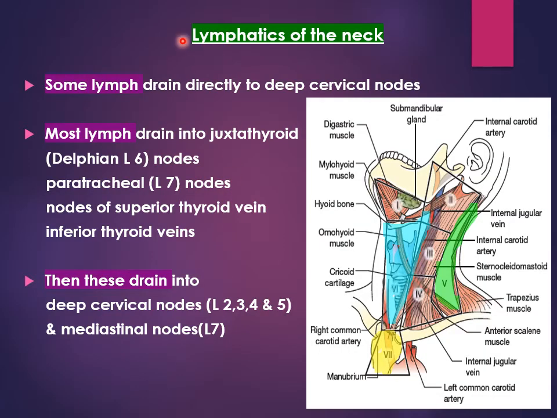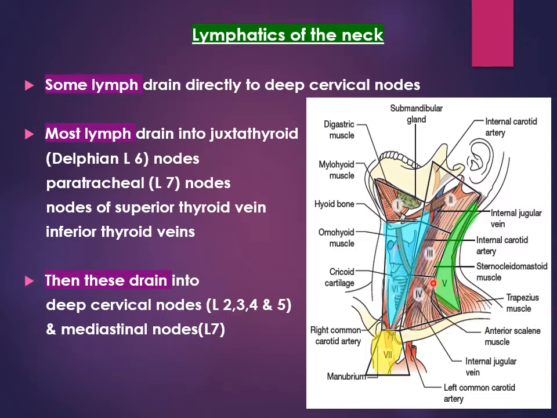The lymphatic drainage of the thyroid and neck is very important. This picture shows you the various levels of lymph nodes. There are 7 of them: 1, 2, 3, 4, 5, 6, and 7. Now most of the lymph from the thyroid drains into the juxtathyroid Delphian lymph nodes or the paratracheal lymph nodes, which is shaded in blue here. This is the visceral lymph nodes or the Delphian lymph nodes in this area.